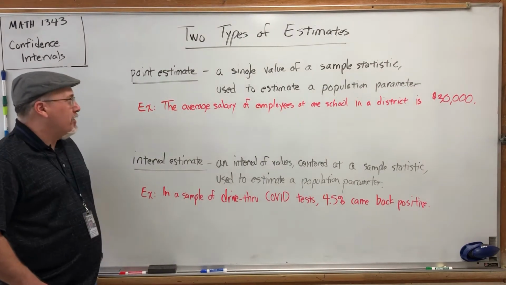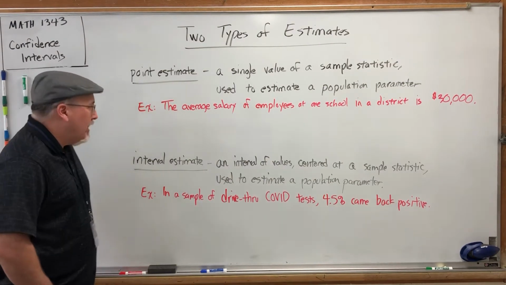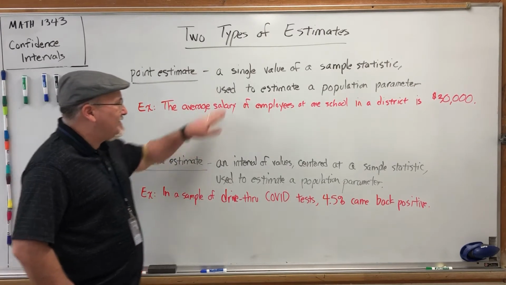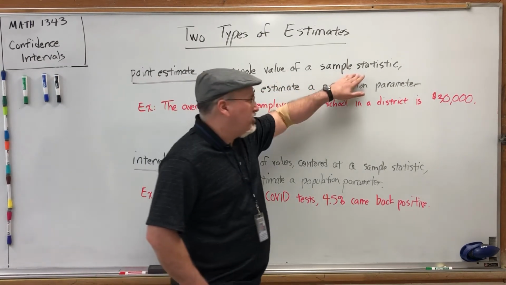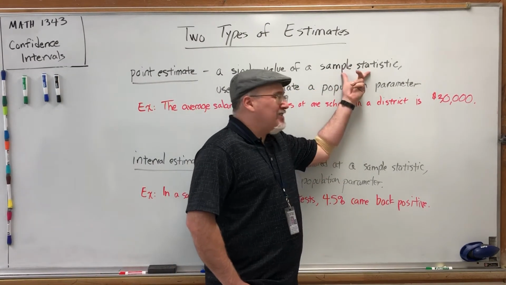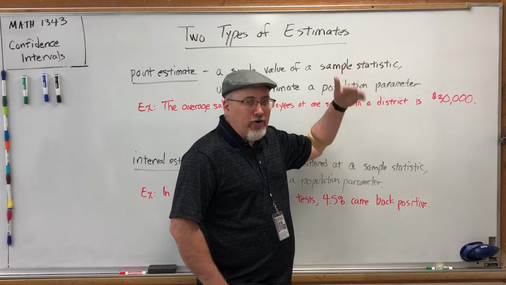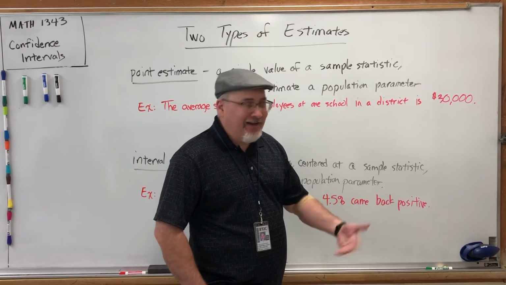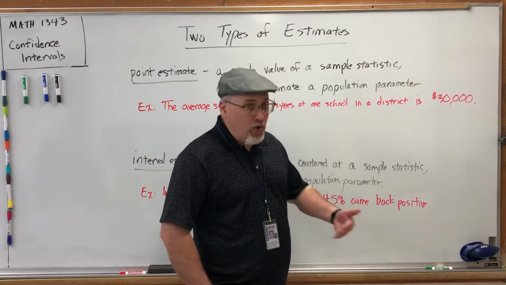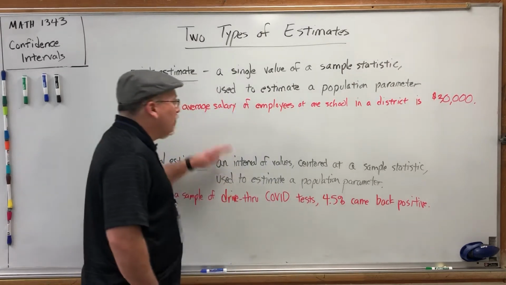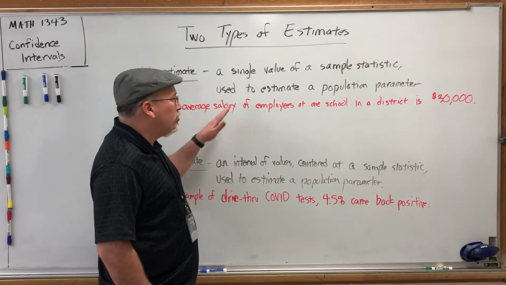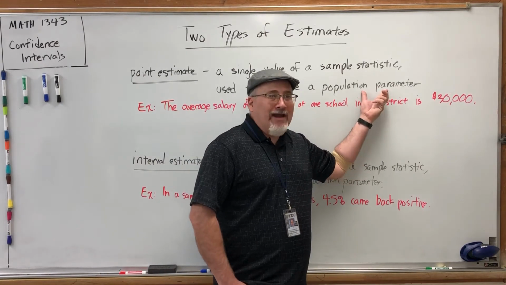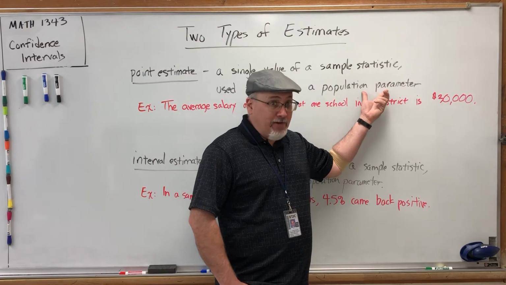The word point here is actually geometric in meaning. I'll show you what I mean when I draw a number line here in a moment. But a point estimate is a single value of a sample statistic. And by the way, the phrase sample statistic just means a variable that measures a sample, such as X bar or N. Actually, that wouldn't be a statistic. X bar or P hat. A single value of a sample statistic used to estimate a population parameter. Again, the phrase population parameter simply means variable from a population.